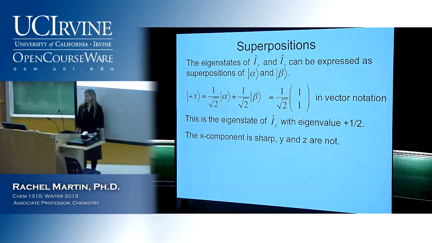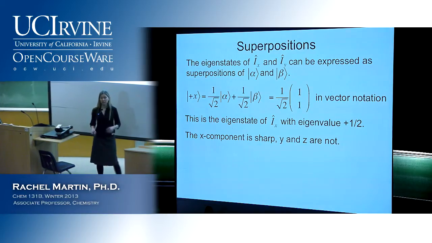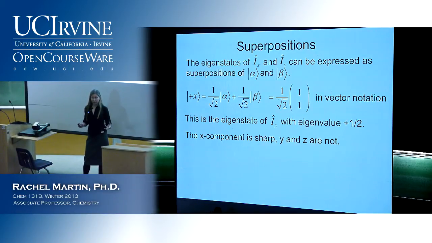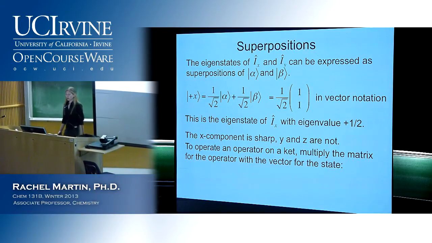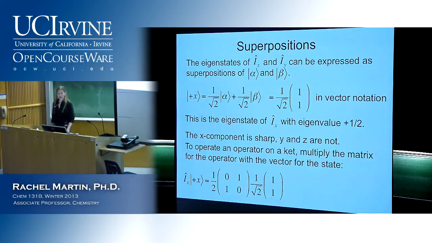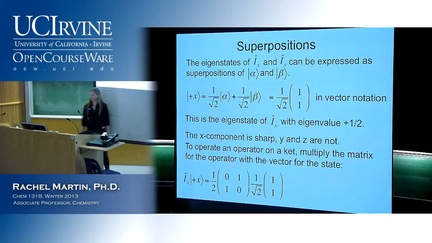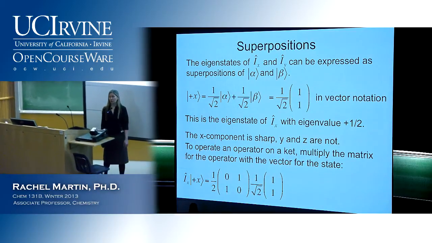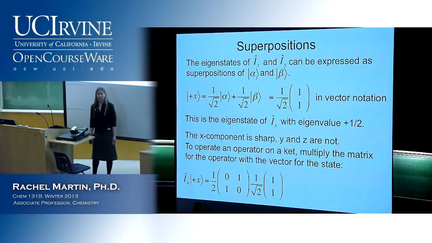So now if we're in this state, the x component is sharp and y and z are not. So we can measure along x, we're in this plus x eigenstate. Every time we measure along x, we're going to get that value. If we measure along y and z, it's going to be ill-defined. It's not sharp in that case. OK, so again, we're going to apply our matrices that we've been writing down. To operate your operator on the ket, write your spin state in vector notation, and then multiply the appropriate matrix by it.